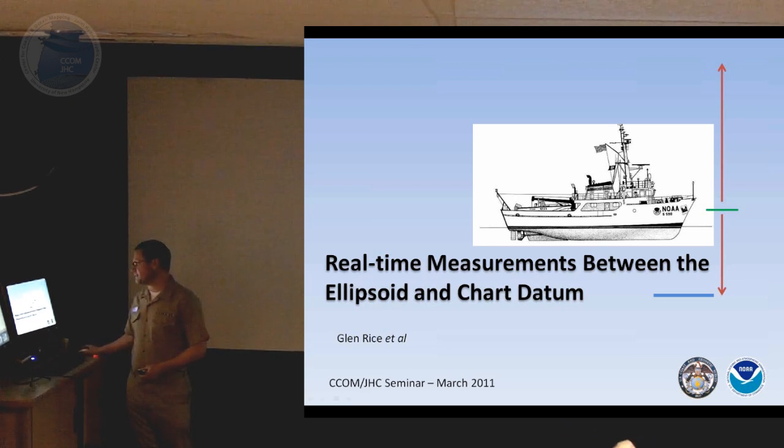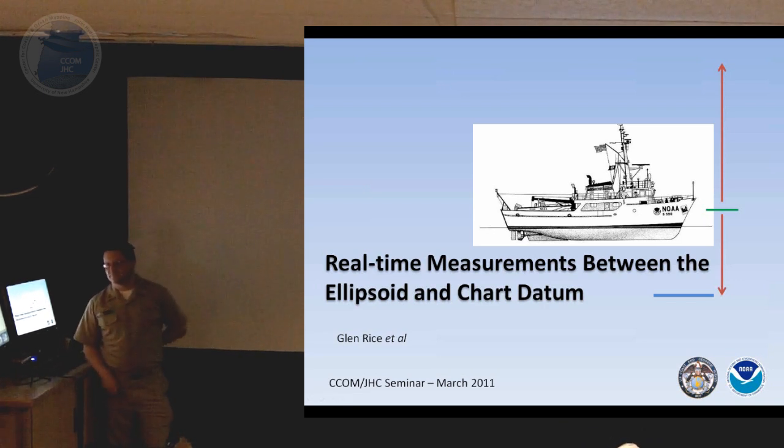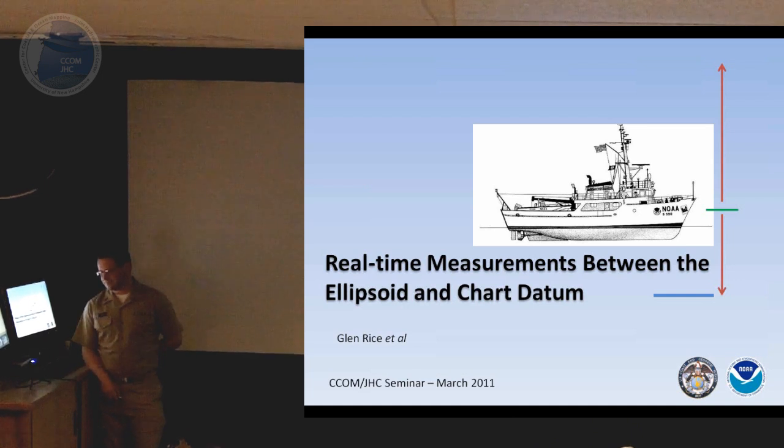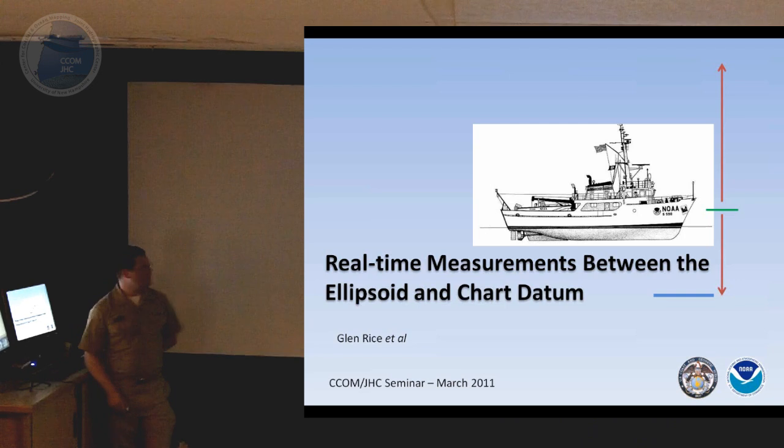Today's seminar speaker is Glen. Glen is a lieutenant with the National Oceanic and Atmospheric Administration Commissioned Officer Corps, and he's the team lead here at the Integrated Ocean and Coastal Mapping, IOCM Center. He comes to us from the NOAA ship Fairweather, which primarily surveys off the coast of Alaska. He has a BS in physics, and he got his master's here in ocean mapping in 2005. Now he's going to talk to us about real-time measurements in the ellipsoid.